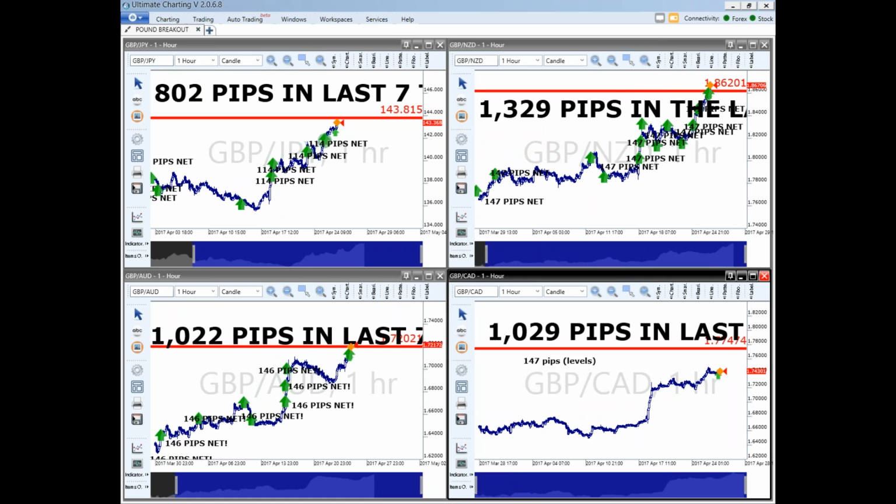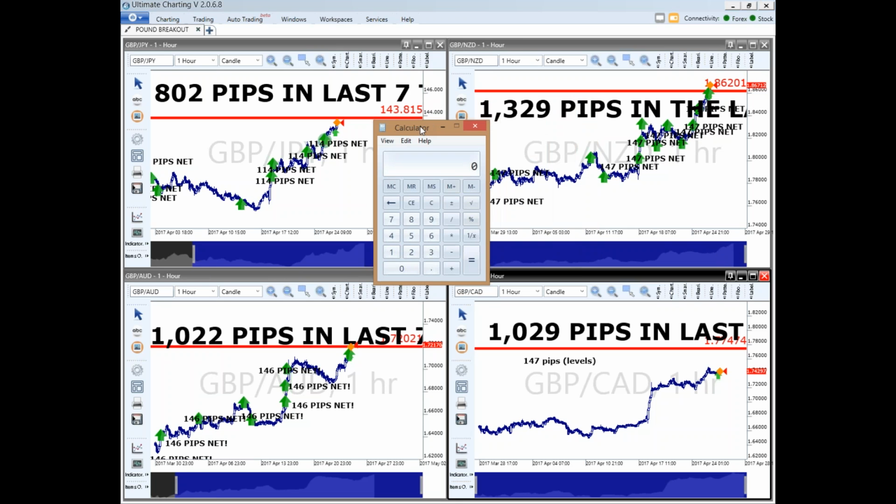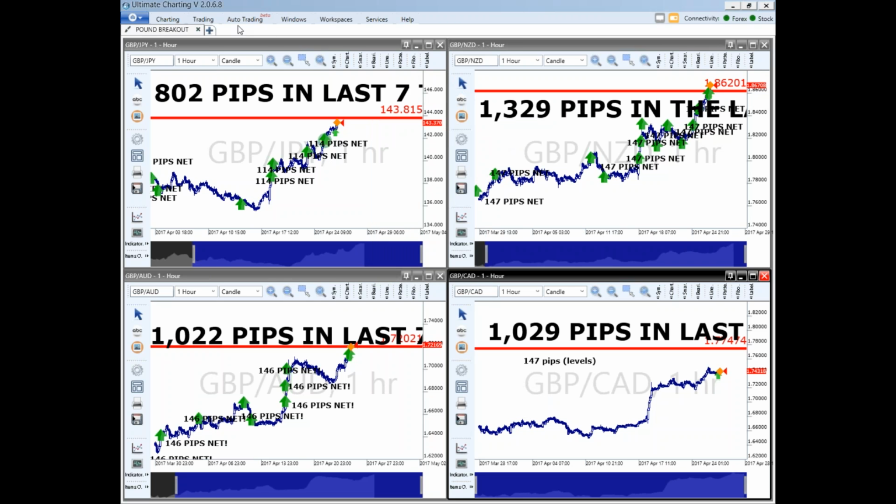So within the last 7 to 9 trades, looking at 4 different currency pairs, you've got 802 plus 1,329 plus 1,022 plus 1,029, over 4,182 pips in the last 7 to 9 trades of these 4 currency pairs for the pound breakout prediction. That, to me, is phenomenal. A phenomenal opportunity, because at the end of the day, this is all an opportunity to start learning the art form of capturing pips like never before.